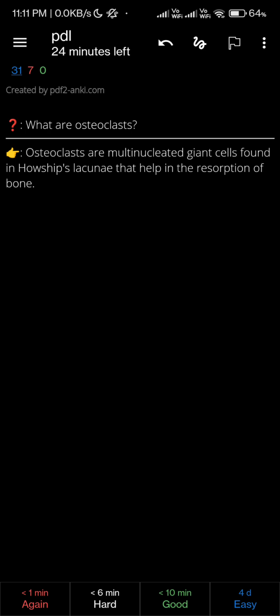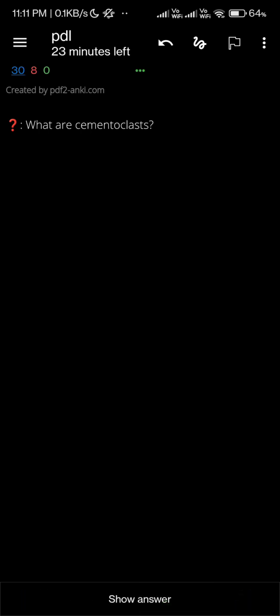What are osteoclasts? Osteoclasts are multi-nucleated giant cells found in Howship's lacunae that help in the resorption of bone. Cementoclasts resorb cementum and other hard dental tissues, and resemble osteoclasts structurally and functionally.